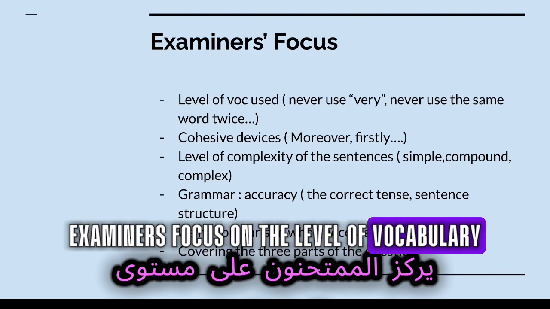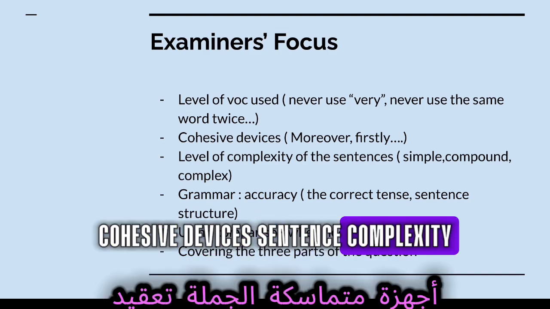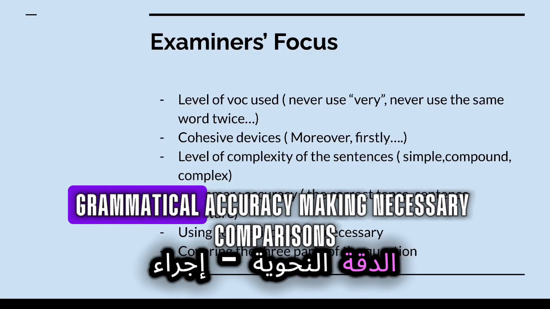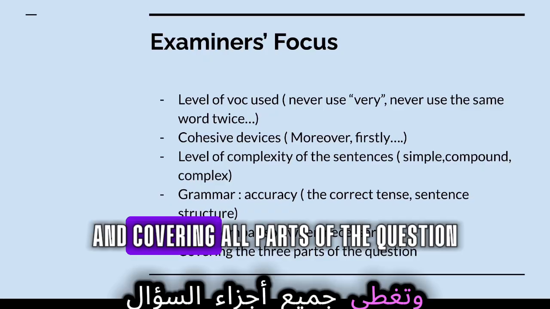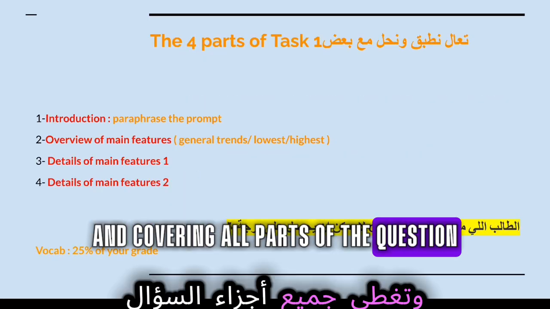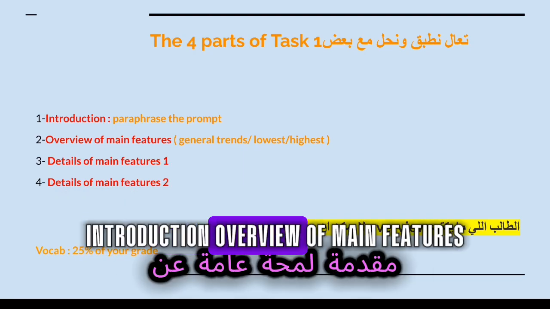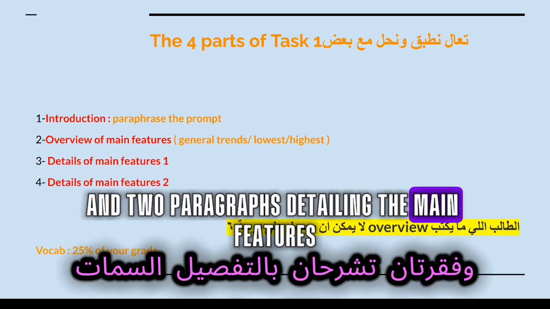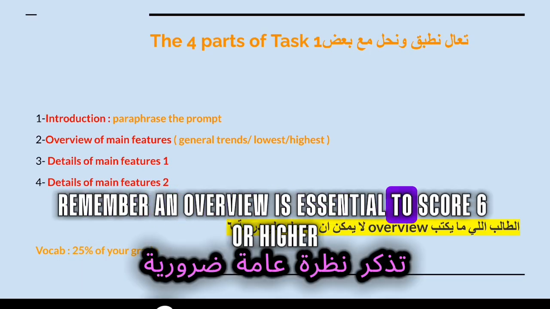Examiners focus on the level of vocabulary, cohesive devices, sentence complexity, grammatical accuracy, making necessary comparisons, and covering all parts of the question. Let's apply these steps to the 4 parts of Task 1. Introduction, overview of main features, and 2 paragraphs detailing the main features. Remember, an overview is essential to score 6 or higher.